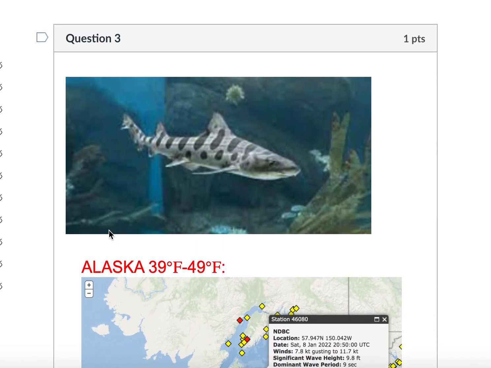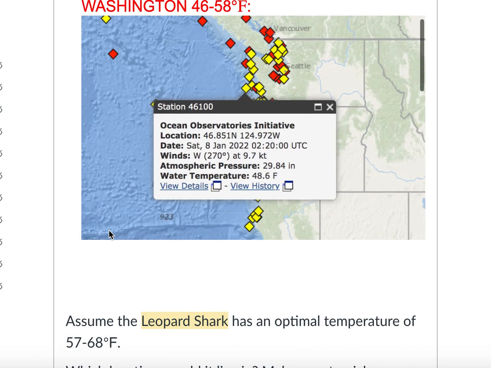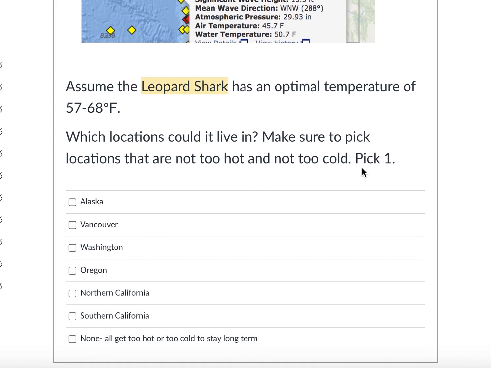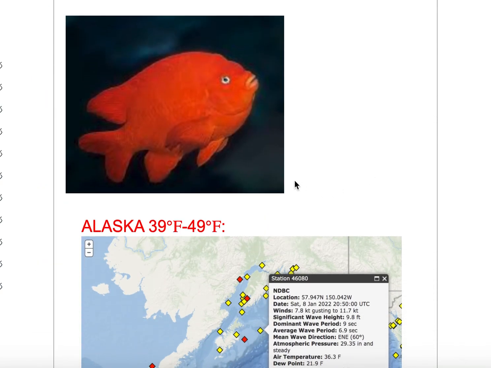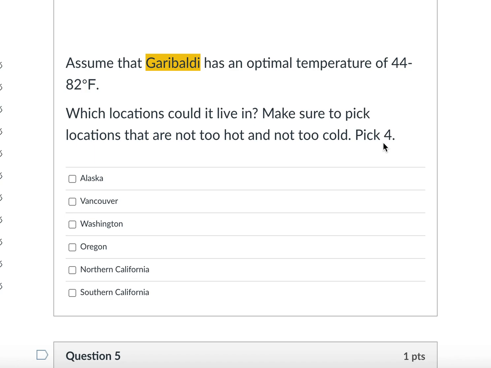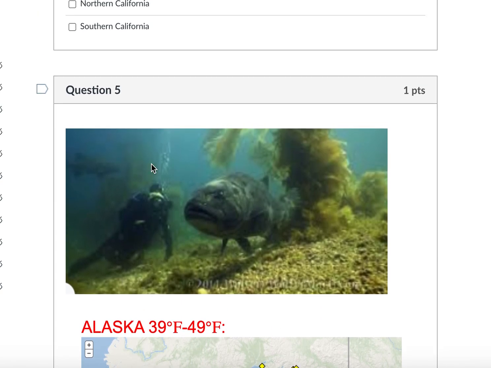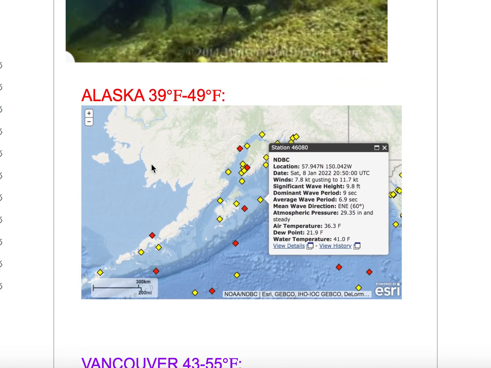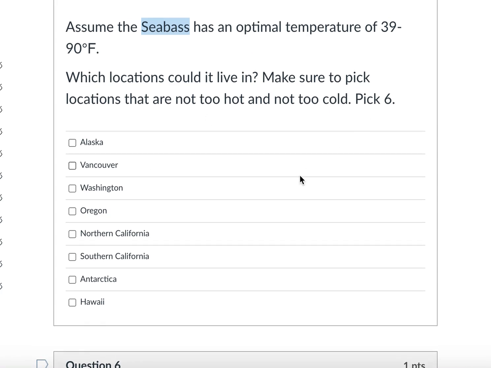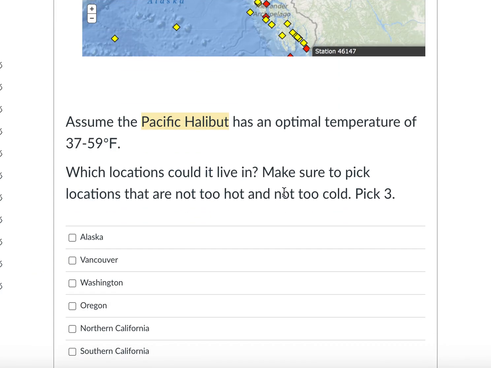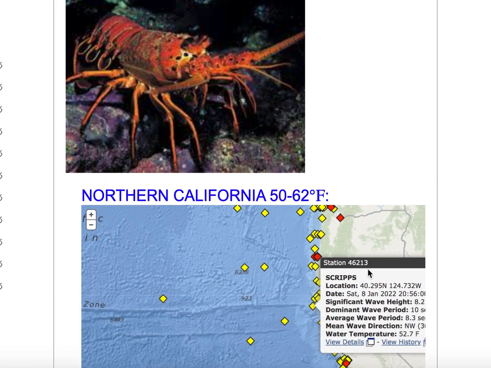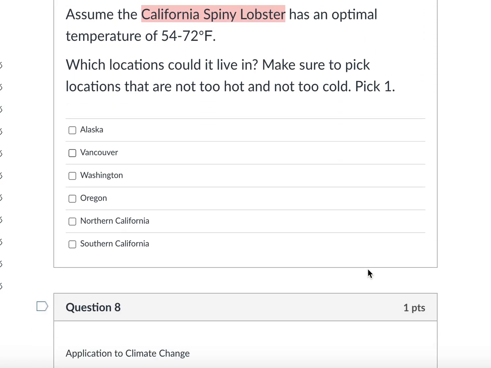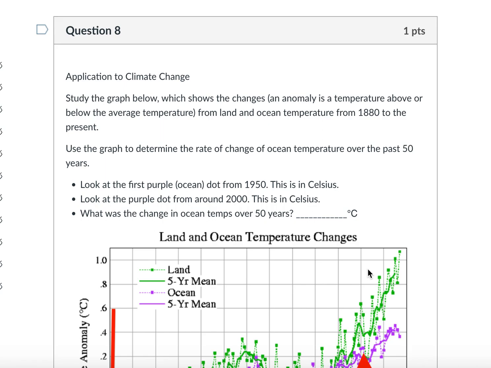Okay, so I'm going to do that for several other fish. Like there's the leopard shark, and it gives you their optimal temperatures, and you're only going to pick one place for the leopard shark. And then the Garibaldi. But the Garibaldi is pretty diverse. It can live in 4 different places. So you're going to look at the 4. And this is the giant sea bass, and it can live in 6 different places. Then this is a Pacific halibut. It can live in 3. And this is our spiny lobster, and it can live in 1. Okay. So go and pick from there.